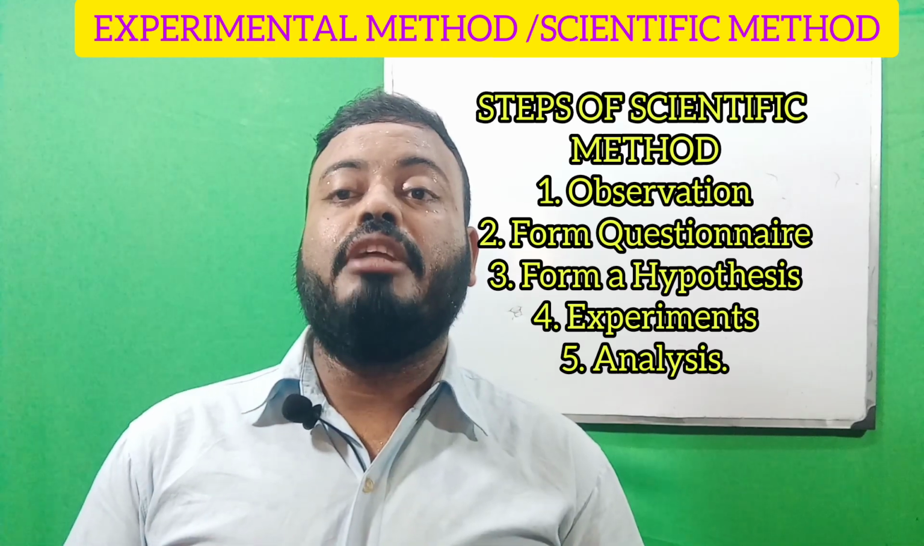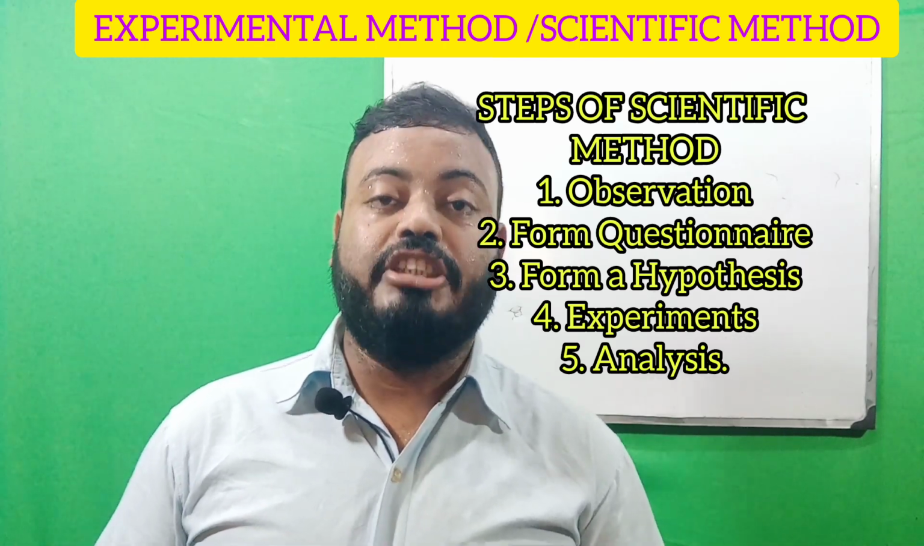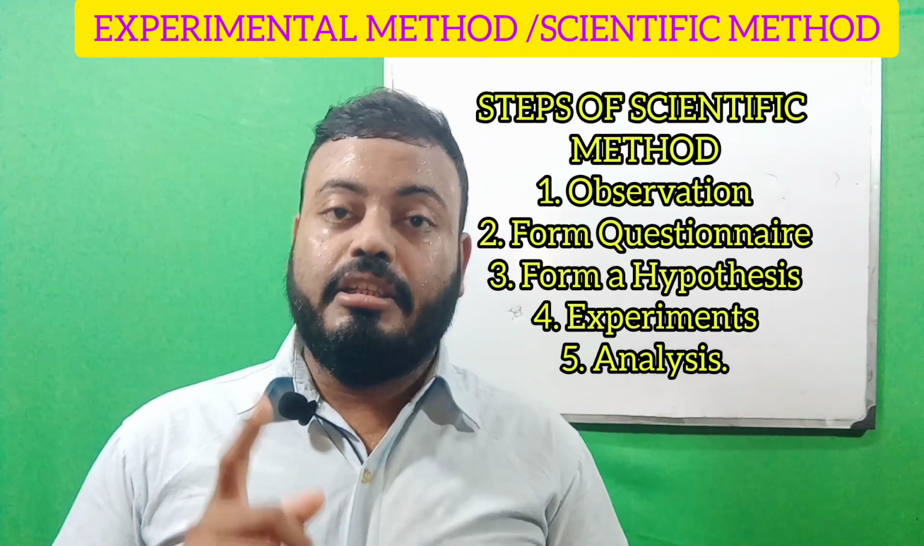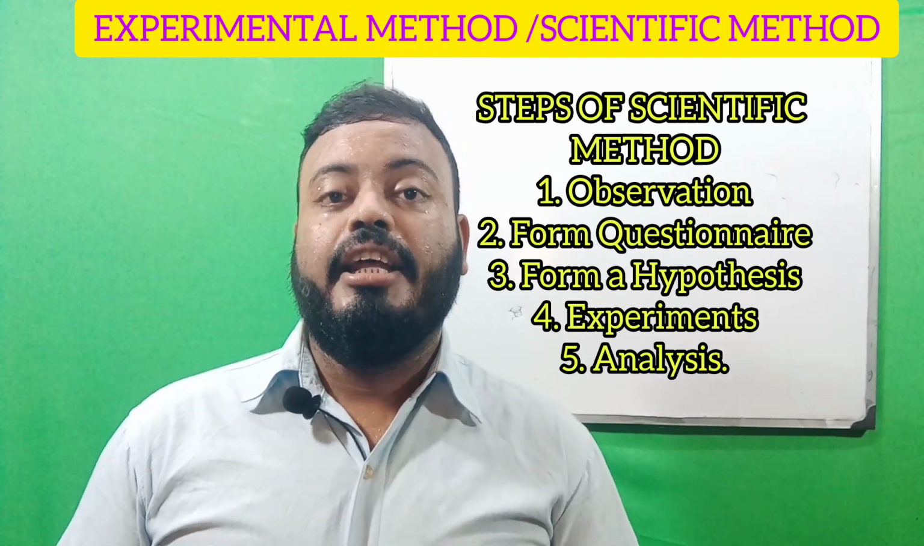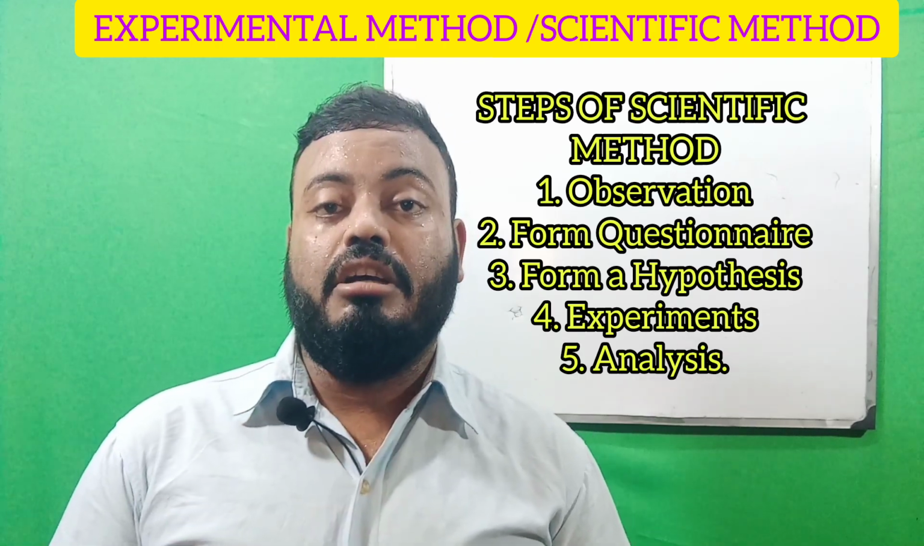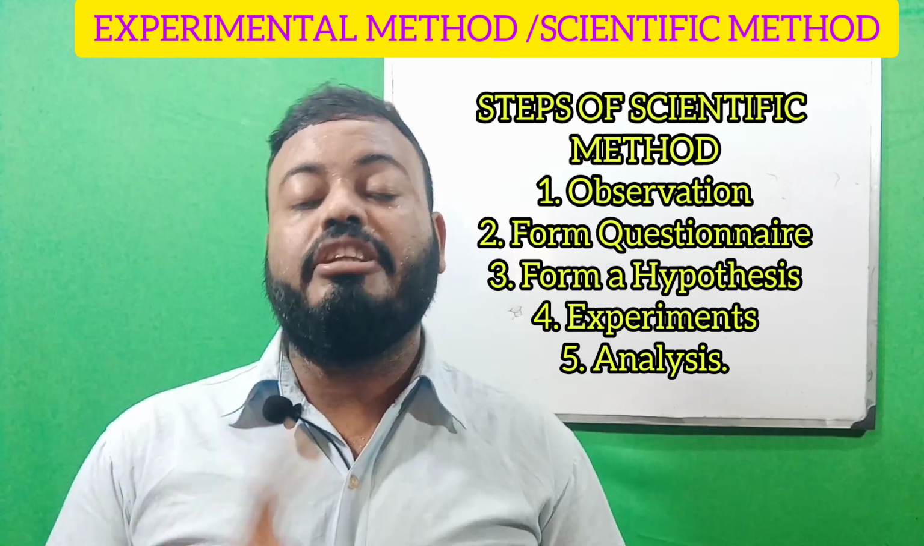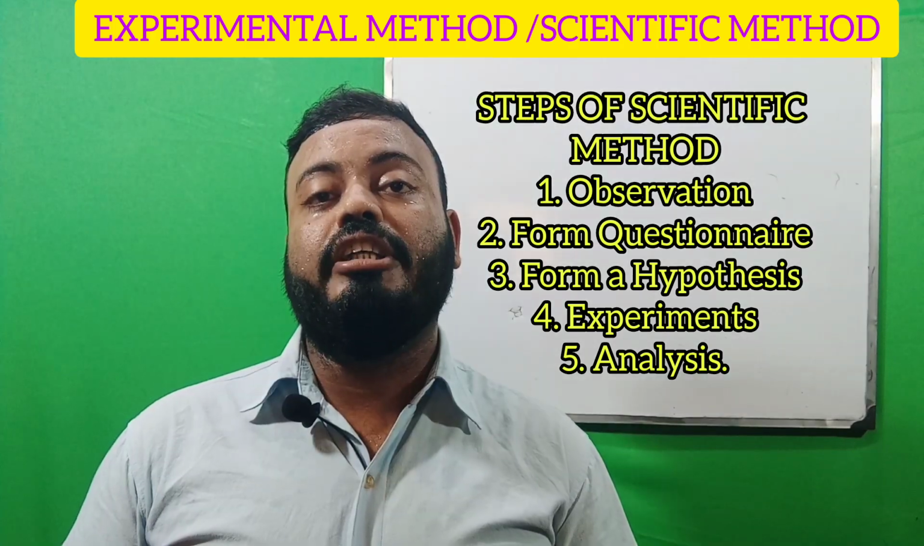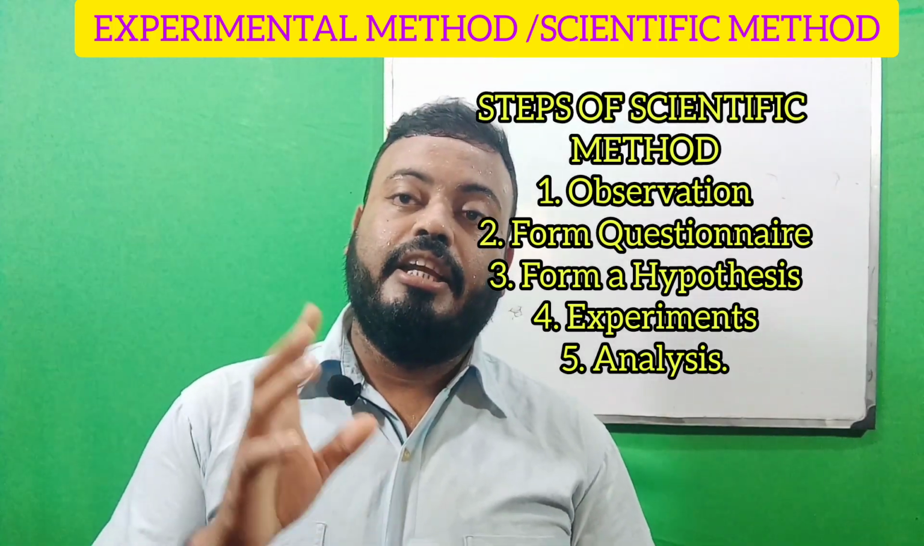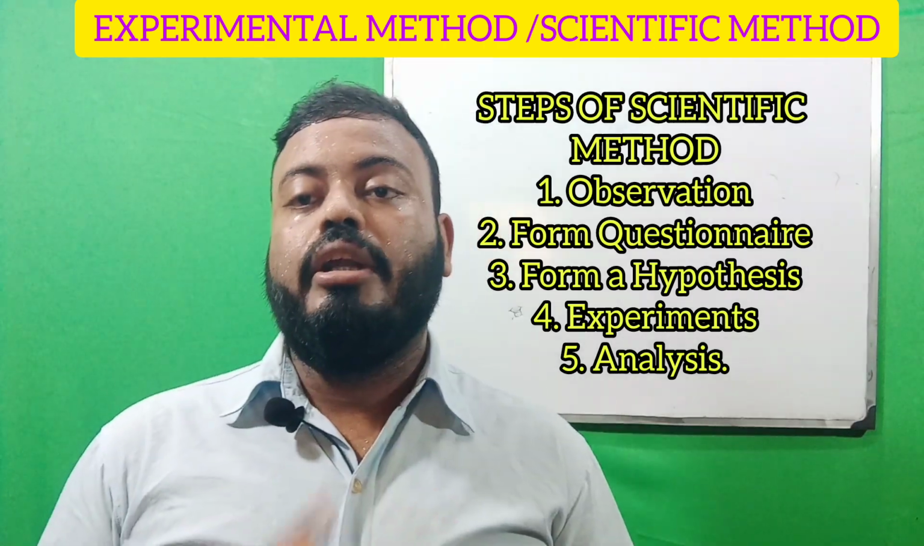The first step of the scientific method is observation. When a researcher conducts research in the research field, he must be a good observer. So observation skill is very important for his research work and for his scientific method. Next is forming the question.